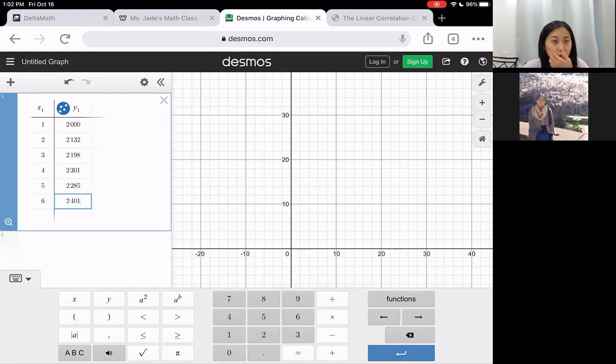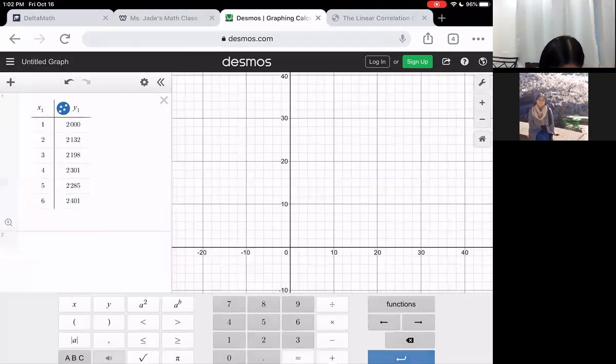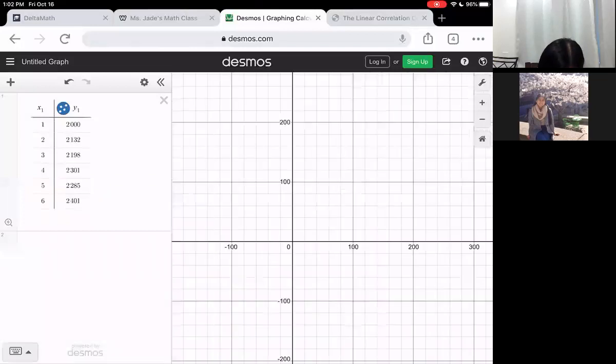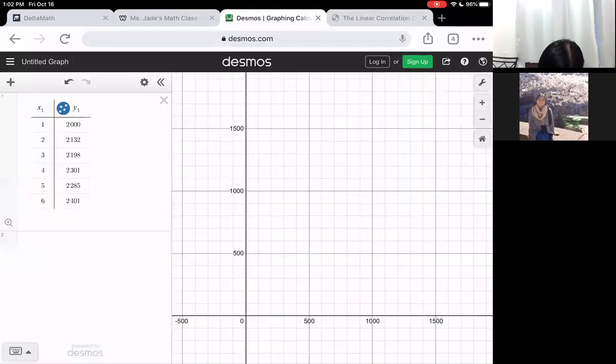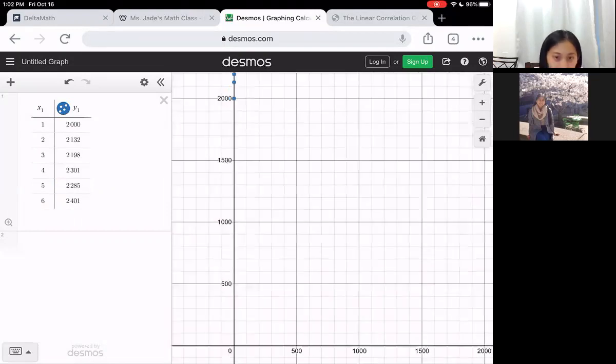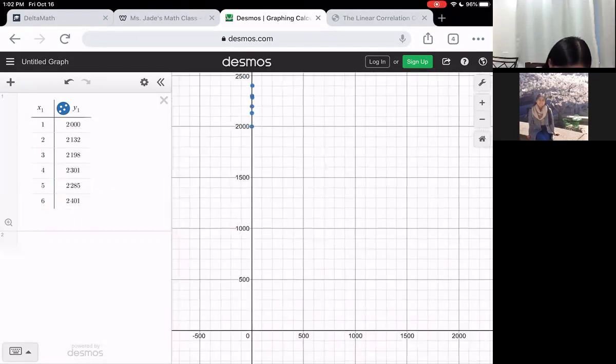Okay, so at this point, you might want to take a look and see what your dots even look like. So I'm just going to zoom out. Remember, we need to see the 2000s. As you can see, they're just kind of in a blob over there. That's because even though I can see the 2000s on my y-axis, on my x-axis I don't need to see 0 to 2000. I only need to see 1 through 6. So let me show you how to fix that.